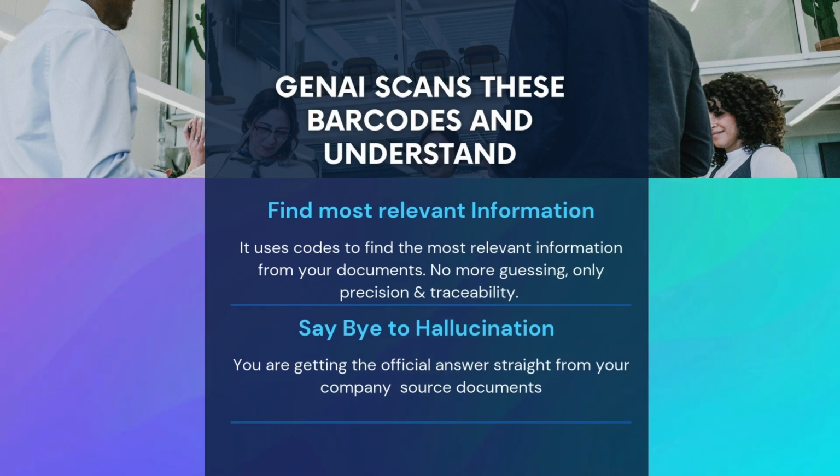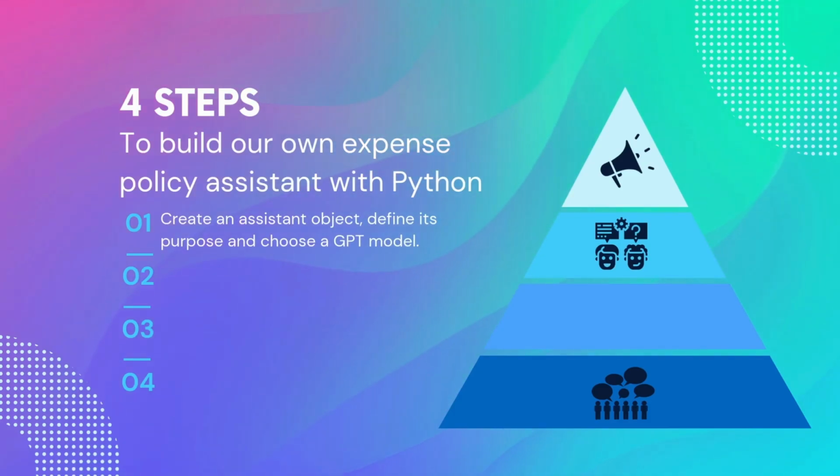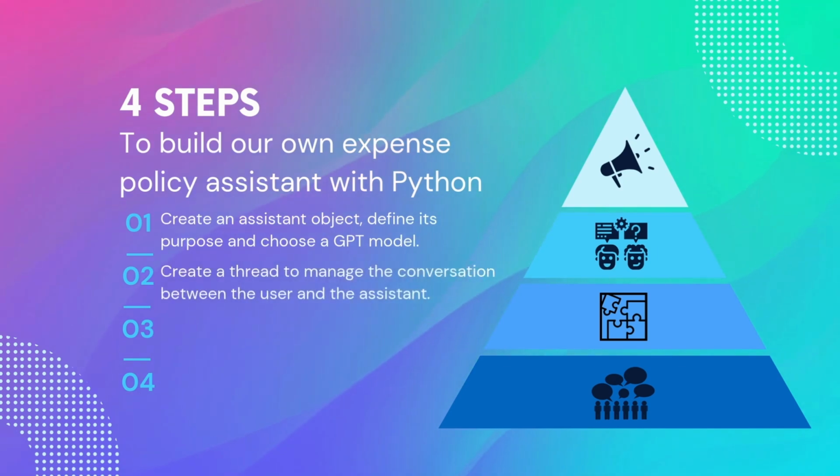So let's get practical and build our own expense policy assistant using Google Colab. And guys, I have provided a complete template, no coding required, basically just execute one cell after the other, fill in some information, and you're ready to go. Four steps. Step one, install the necessary Python packages and set up the OpenAI Assistant. This involves creating an assistant object, defining its purpose, and choosing the GPT model you want to use. Step number two, create a thread object.